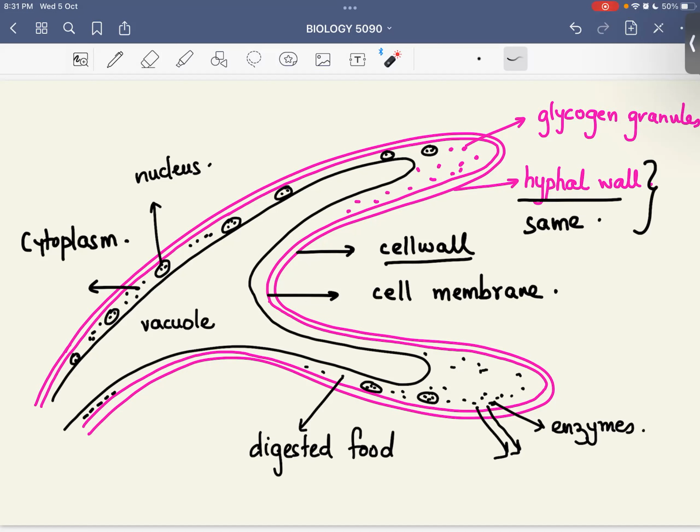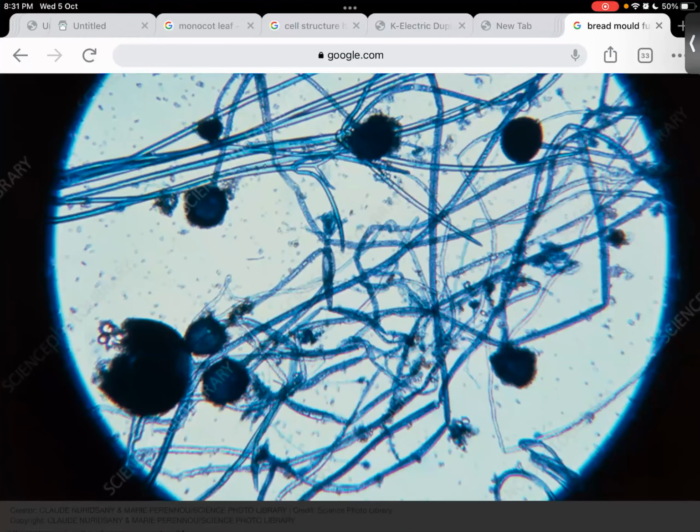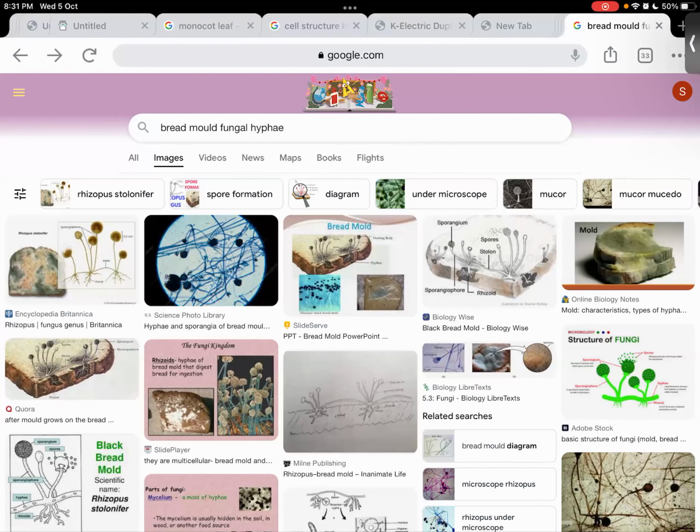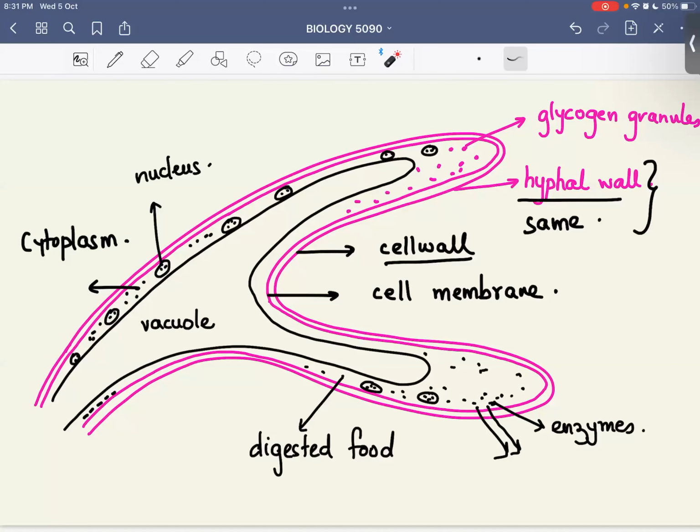वी आर डूइंग दैट पार्ट व्हिच इज अ पार्ट ऑफ योर लर्निंग आउटकम. सो वी शुड नो 3 things. We should know how a bread mold looks like when we use a low power microscope. ठीक है. You should know how a bread mold looks like when you zoom into it, and what are the structures found inside the hypha. This is more than enough.